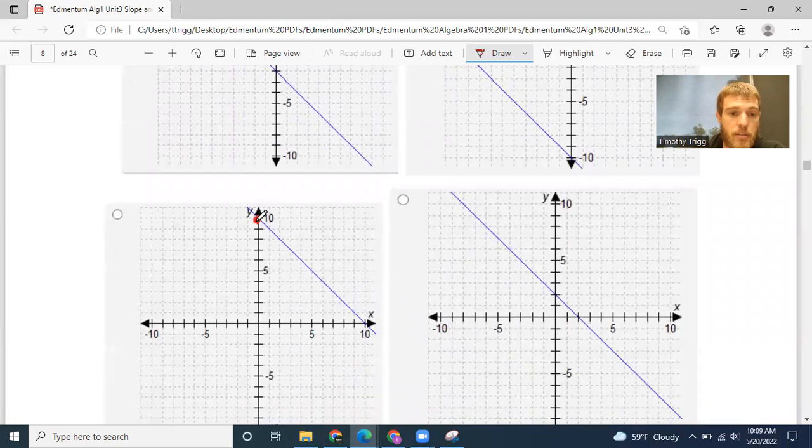So our y-intercept is 10, and it goes down 1 over 1, down 1 over 1, down 1 over 1. Okay, slope of -1 there. Okay, so this one's correct here.